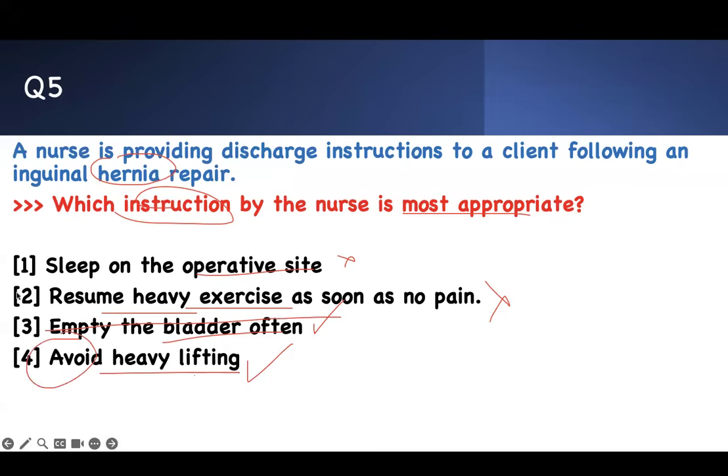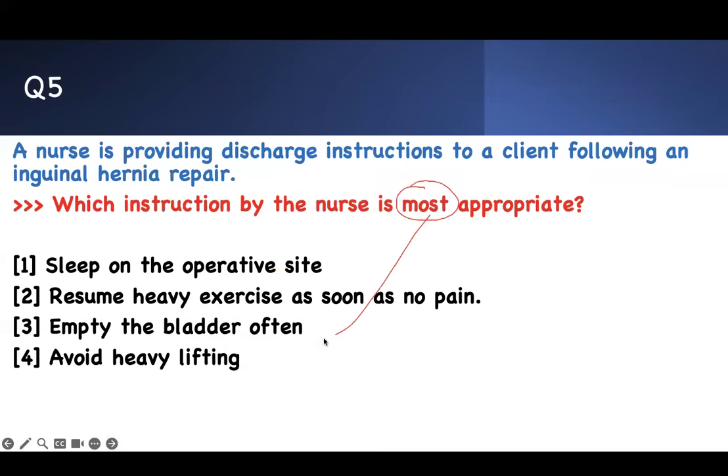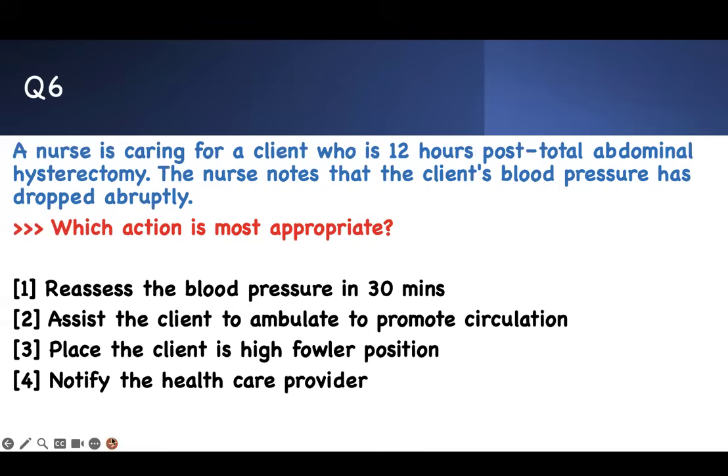4 is the best answer. This is the reason why you have to follow this. Most is direct. That means avoiding heavy lifting is the best answer choice here.